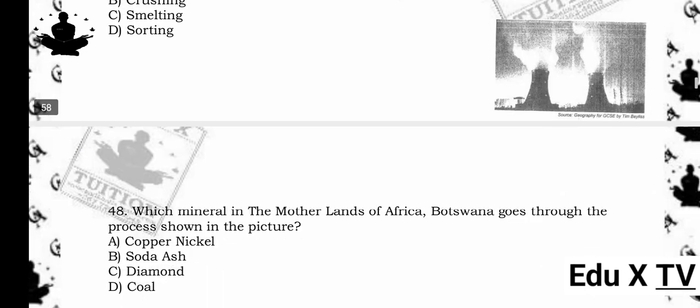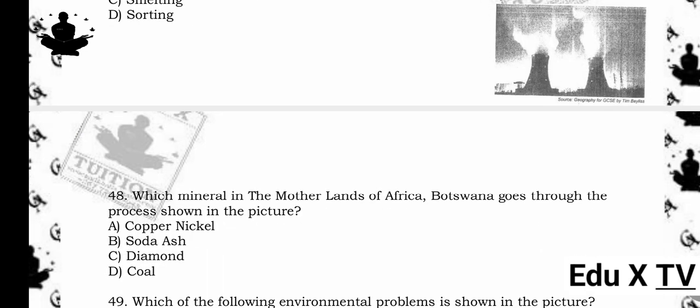Study the picture below and use it to answer question 47 to 49. A picture of big pipes emitting smoke. 47. Which processing stage of mineral production is shown in the picture? A. Extraction. B. Crushing. C. Smelting. D. Sorting. The answer is C. Smelting. Reason being, the smoke coming out of big pipes indicates the smelting process where minerals are heated to extract metal.